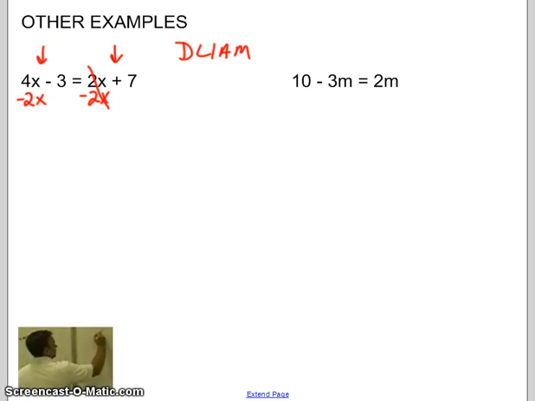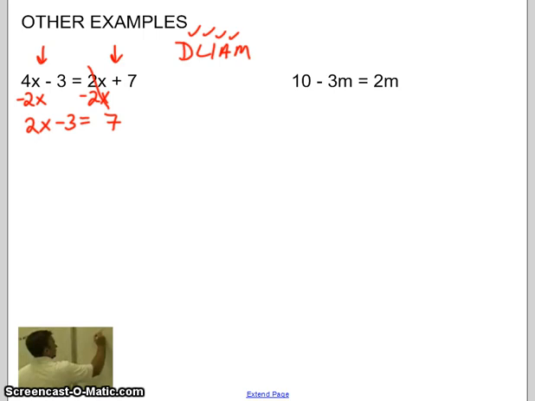Alright, combine like terms. 4x minus 2x is 2x. Bring everything else down. Don't forget the equal sign. Alright, now I'm on to the distributive, like terms, inverse terms, and then I'm going to add or subtract.